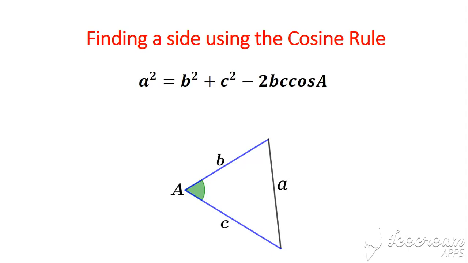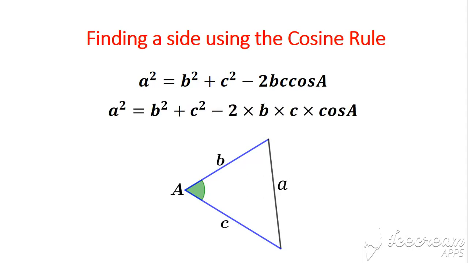So here's the rule. A squared is equal to B squared plus C squared, take away 2BC cosine A. Now it starts off looking a little bit like Pythagoras, which it has got Pythagoras in the rule, but it's got that extra bit at the end. Pythagoras only works for right-angled triangles. Remember that 2BC cosine A is equal to 2 times length B times length C times the cosine of angle A. So we need B and C and angle A to solve for the third side.